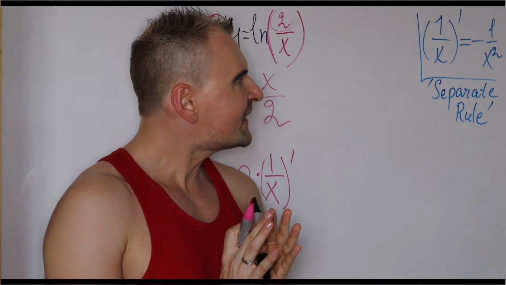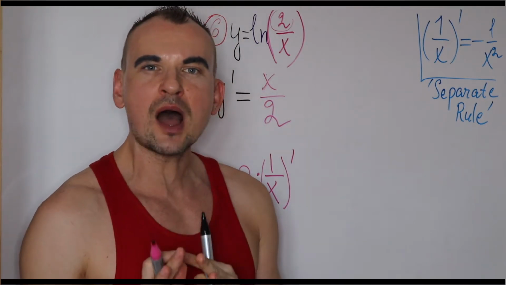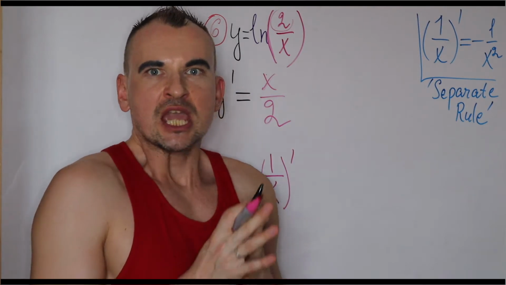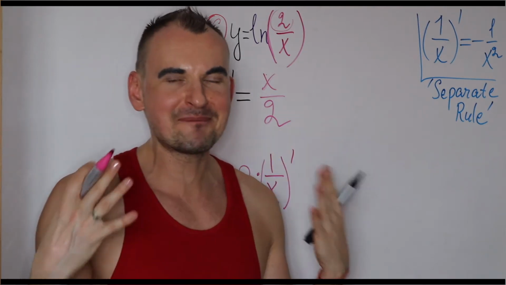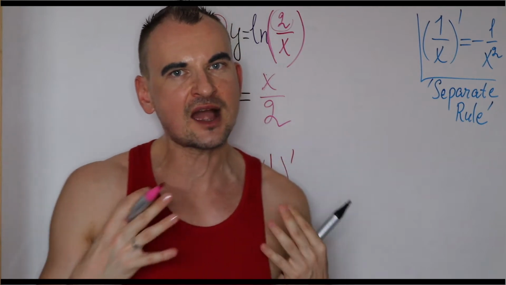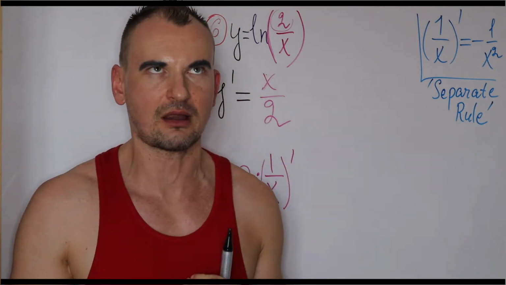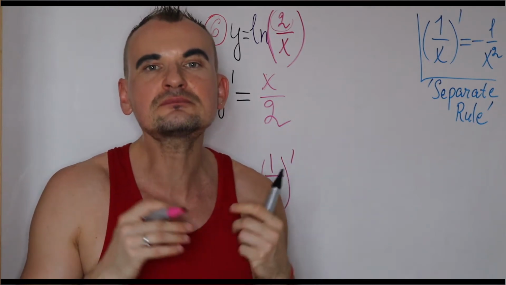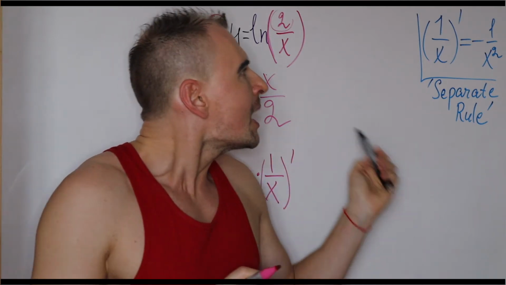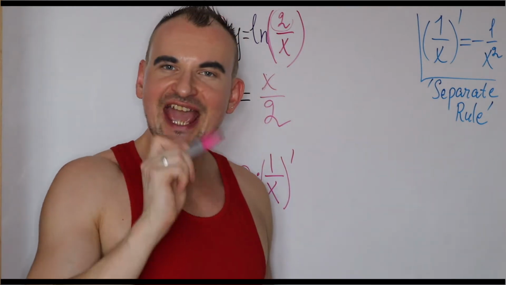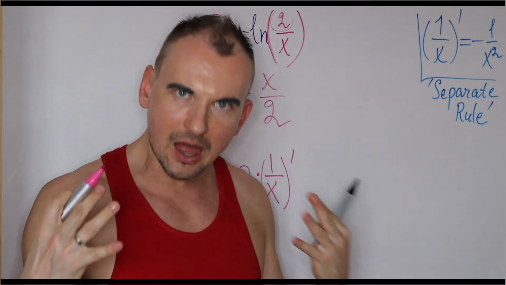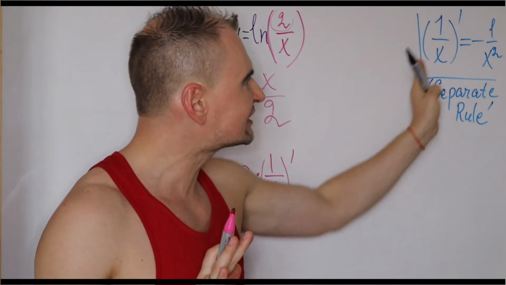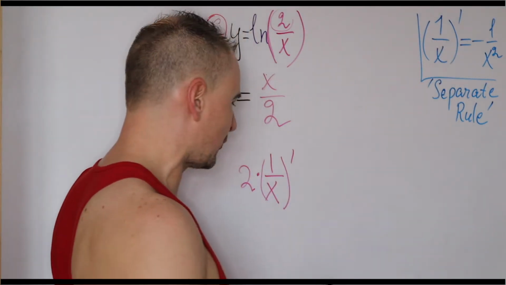I do remember this rule as a separate one. Many people tend to do the same. If you do not belong to these people, go ahead and derive it from the standard power rule by rewriting 1 over x as x to the negative 1 and applying the power rule to this point. Anyway, you will end up getting negative 1 over x squared.